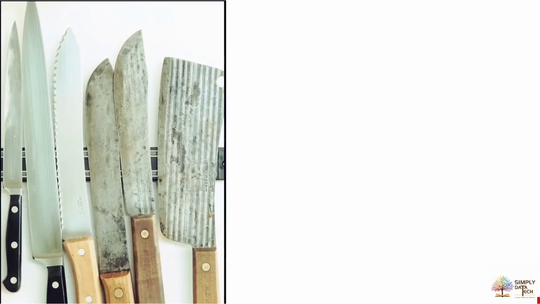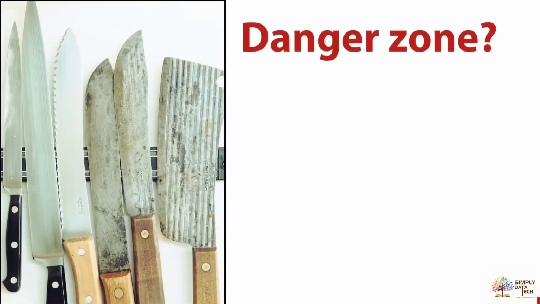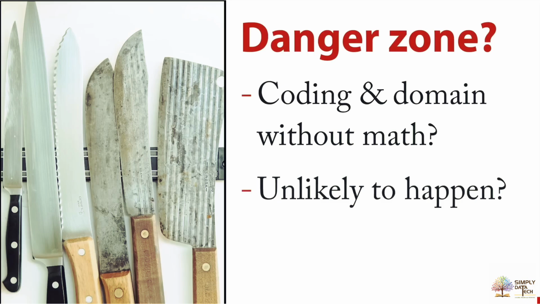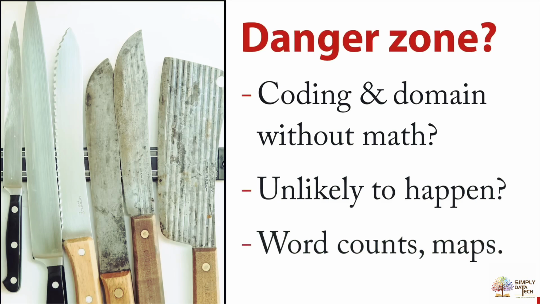And then finally, there's what Conway called the danger zone, and that's the intersection of coding and domain knowledge, but without math or statistics. Now, he says it's unlikely to happen, and that's probably true. On the other hand, I can think of some common examples: what are called word counts, where you take a large document or a series of documents and you count how often each word appears in there. That can actually tell you some important things. And also drawing maps and showing how things change across place and maybe across time. You don't necessarily have to have the math, but it can be very insightful and helpful.